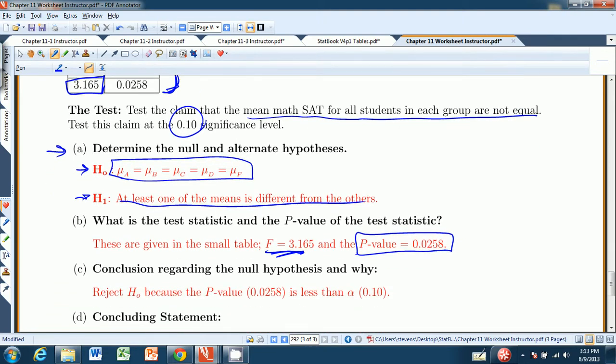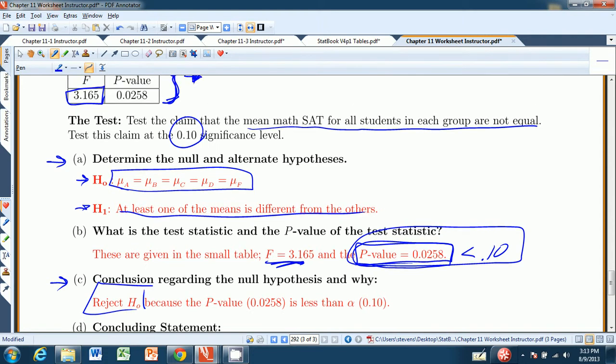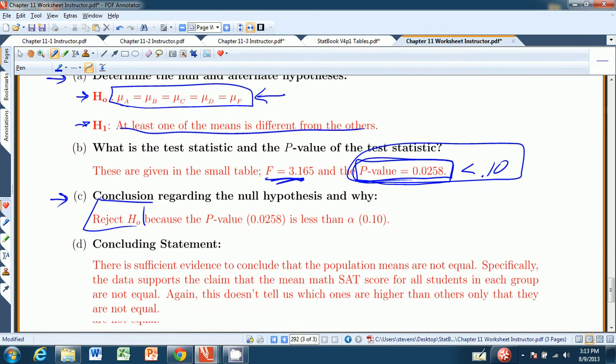So when I look at what to do about the null hypothesis, do I reject it or not? Well, the p-value, 0.0258, is smaller than the significance level, which is 0.10. So I'm going to reject the null hypothesis. That's simple. P-value smaller than the significance level, reject the null hypothesis. So I reject this hypothesis that all of the means are the same. Being more verbose about it, there is sufficient evidence to conclude that the population means are not equal.